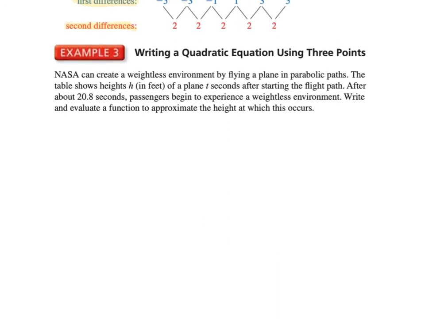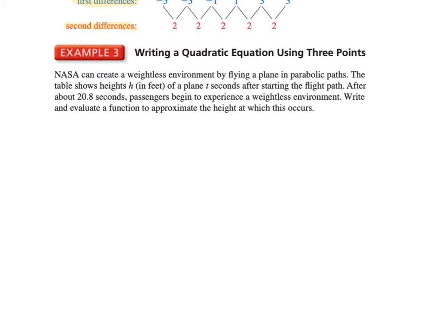Writing a quadratic equation using 3 points. NASA can create a weightless environment by flying a plane in parabolic paths. The table shows the heights, h in feet, of a plane t seconds after starting the flight path. After about 20.8 seconds, passengers begin to experience a weightless environment. Write a quadratic function to approximate the height at which this occurs.